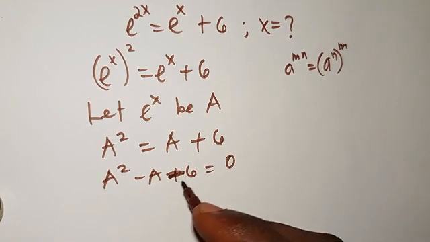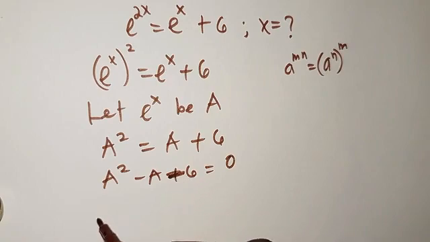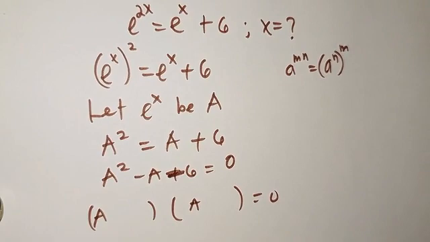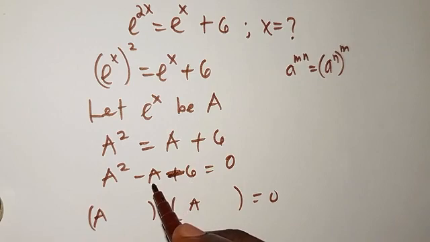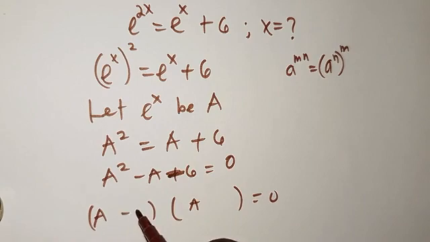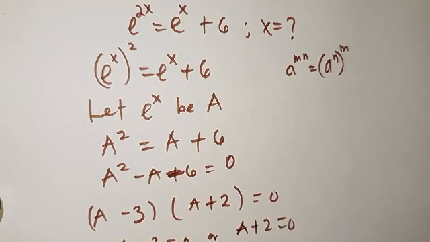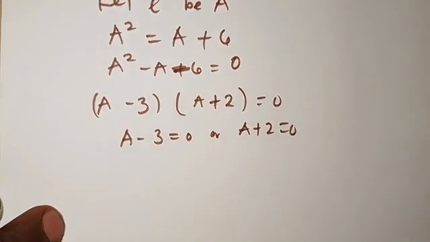So now from there, we look for the factors of minus 6, that is a squared minus a minus 6 equals 0, because it's going to be in this form. So we look for the factors of minus 6. When we multiply them together, we're going to have minus 6, but when we add them together, we're going to have minus 1. So we're going to use minus 3, then plus 2. So a minus 3, a plus 2 equals 0. So this is either saying a minus 3 equals 0 or a plus 2 equals 0.